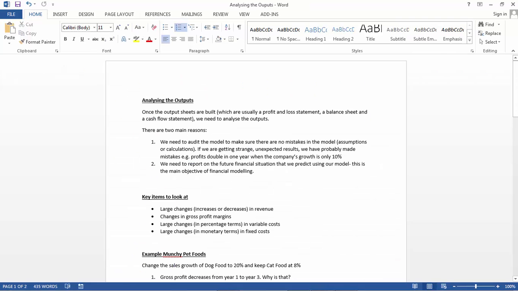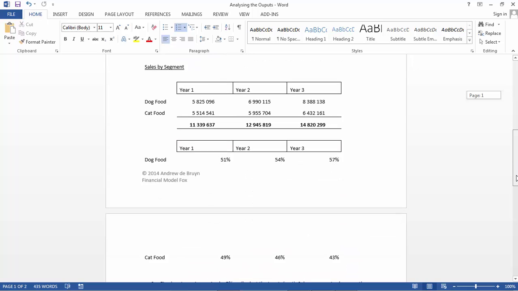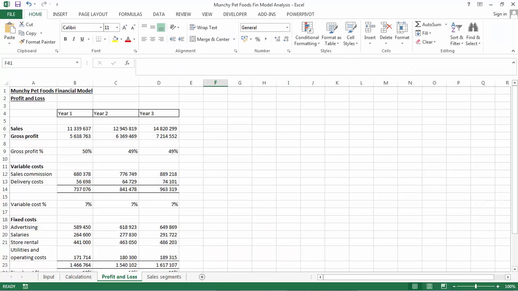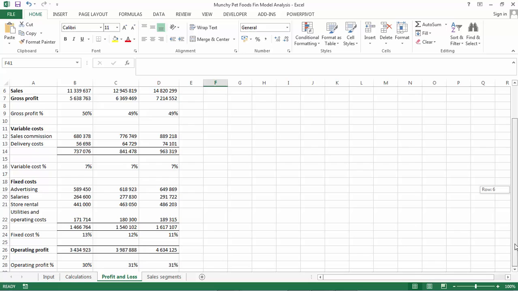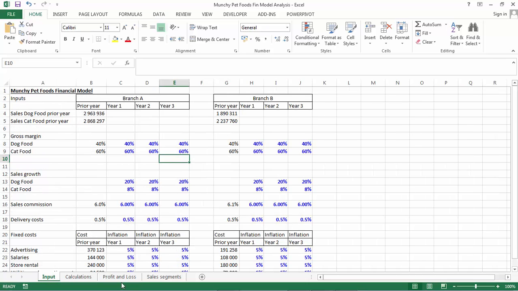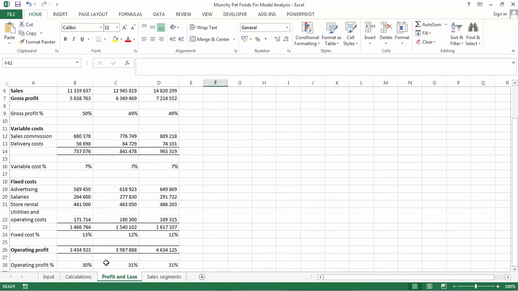What else can we look at? Well, second thing we could look at is the fixed cost as a percentage of sales and operating profit. So fixed costs are declining as a percentage of sales. Now, why is that? Well, if we look at our inputs, we see fixed costs are only increasing by 5% per annum, while sales are increasing by a lot more than that. So the fixed cost as a percentage of sales we expect to decline over time, which is what's happening.